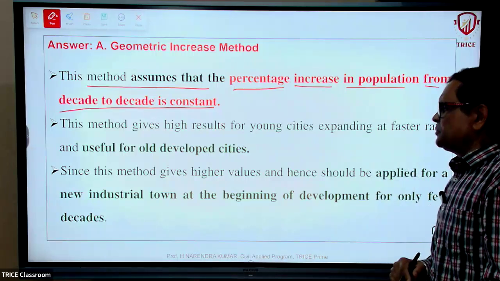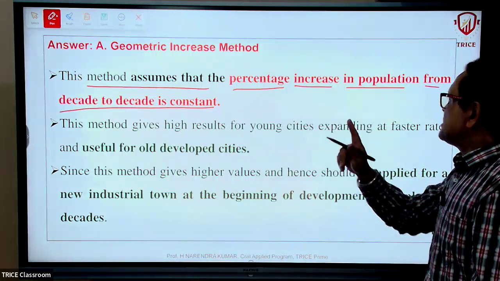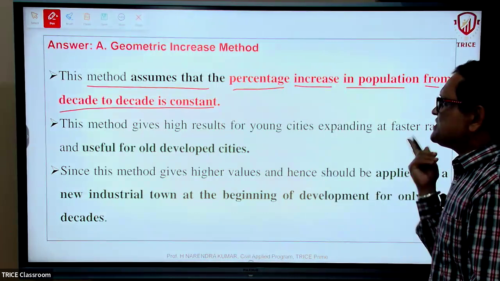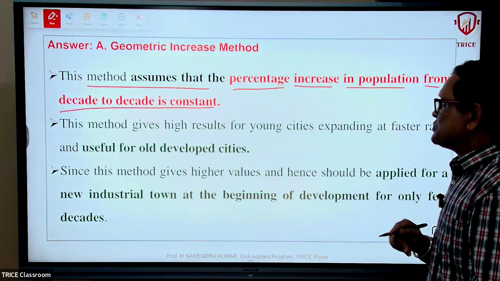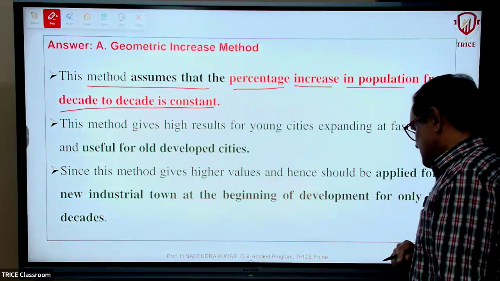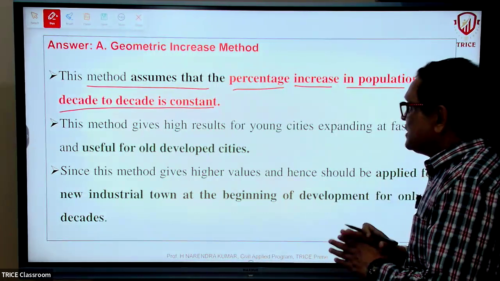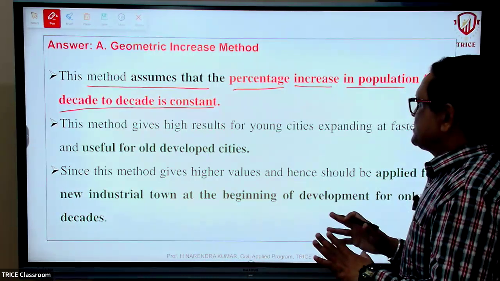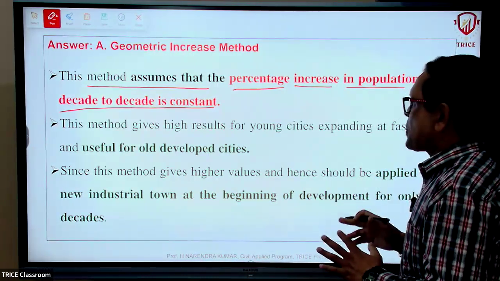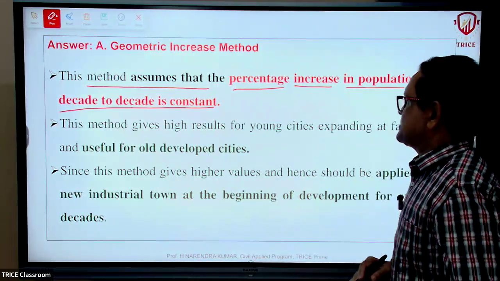What is the arithmetical increase method? Average increase in population. Whereas what is the geometrical increase method? It is based on percentage increase in population. Please do remember, the answer is A. Don't be in a hurry. Read it twice, understand the concept and choose the right answer.